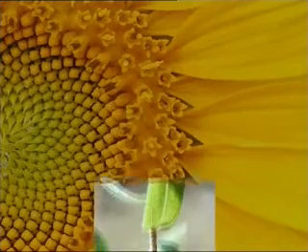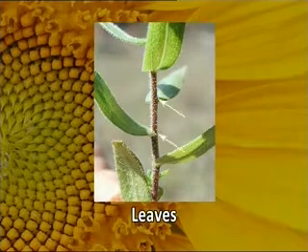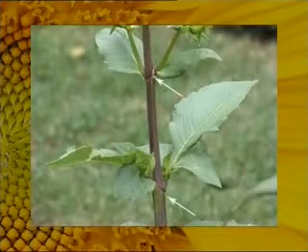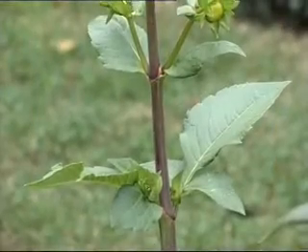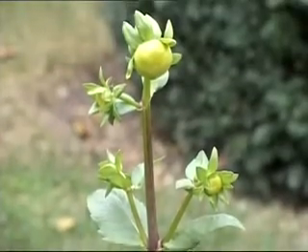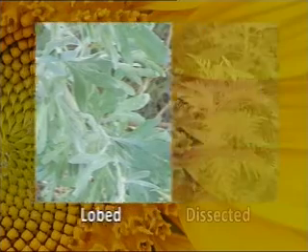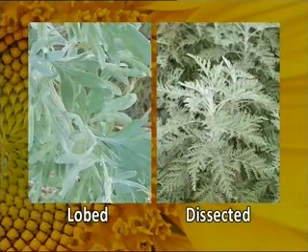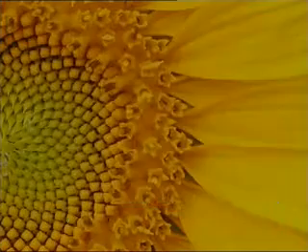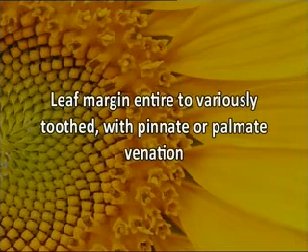Now the important character, that is the leaves. The leaves are usually alternate and spiral. Rarely they can be opposite. An example here is dahlia. Mostly the leaves are exstipulate, that means without stipules. The leaves are usually simple, but they can be sometimes deeply lobed or dissected, as we see in the case of Artemisia. The leaf margin is entire, or it can be toothed. And the venation in the case of leaves here is either pinnate or palmate.